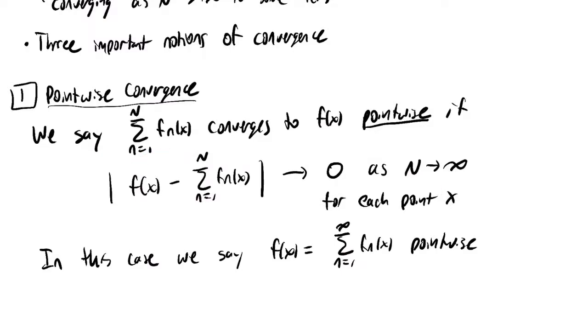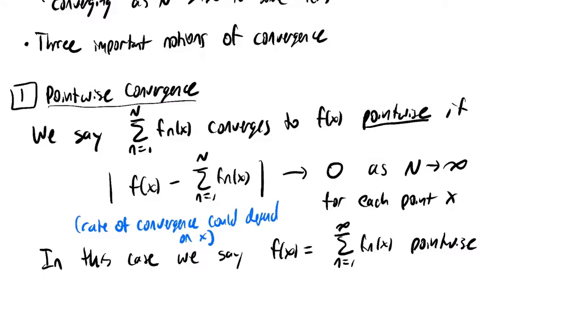So the key point is that the rate of convergence may depend on x, right? So the rate of convergence could depend on the point. There could be some points where the convergence is faster than at other points. This may seem like an odd point for me to make right now, but we'll see in a minute, when I introduce a different notion of convergence, that this doesn't always happen.